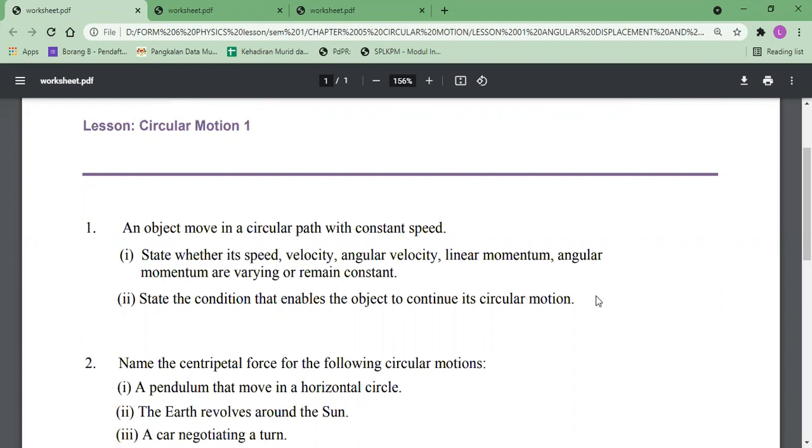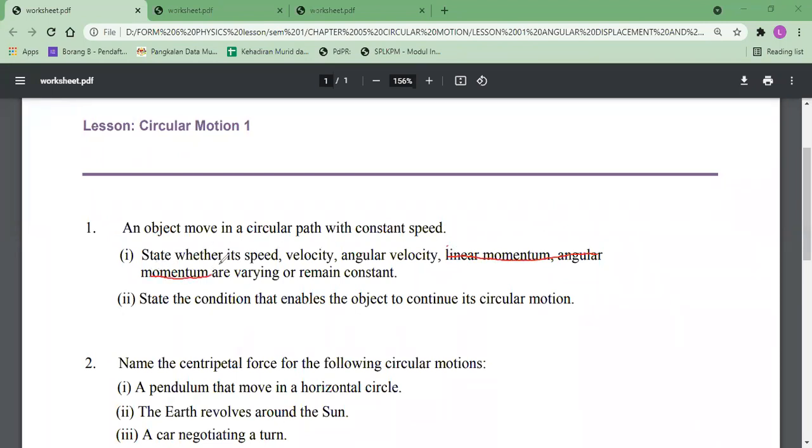Okay, linear momentum tak payah. Linear momentum tak ada dalam syllabus awak. Okay, sekarang dah tak ada. Tetapi dalam jangkaan untuk murid tahun depan, linear momentum, angular momentum akan masuk kembali. Okay, so ini tak payah.